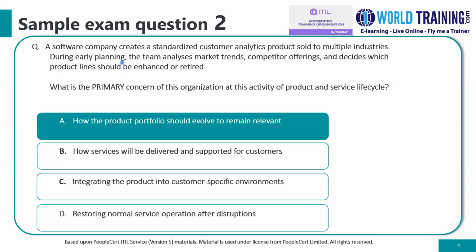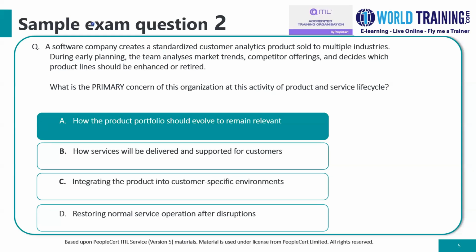Now, choice B, how services will be delivered and supported for customers. These are happening later in the life cycle. This is about the deliver and support activities. Then choice C, integrating the product into customer specific environment. This is connected with the build and transition. Then the last choice D, restoring normal service operation after disruptions. This is the support activity.